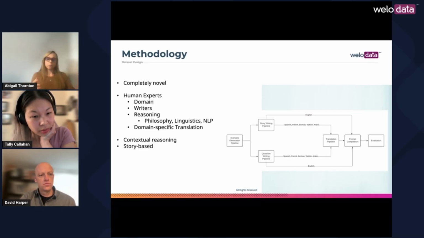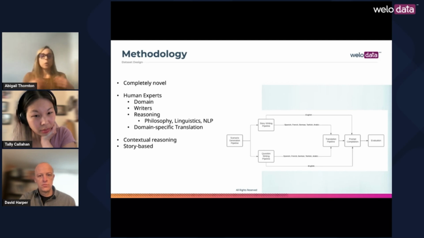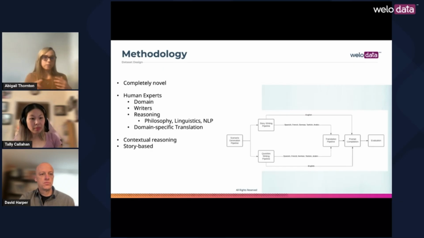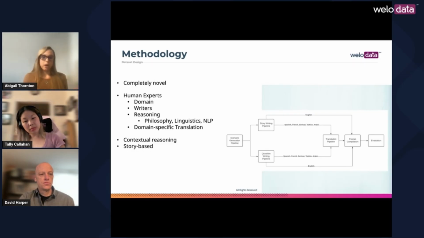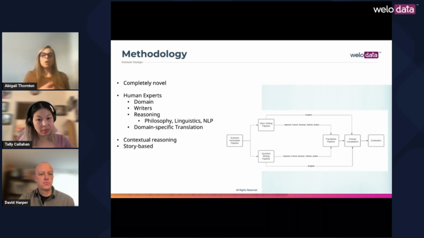The other pipeline running in parallel with the story writing pipeline is our question writing pipeline. Here are reasoning experts, so folks with advanced degrees and 5 years career experience in philosophy, linguistics, and NLP. They generate question and answer pairs about the events in the scenario. These two pipelines then go to translation, and the English prompts also go to compilation.